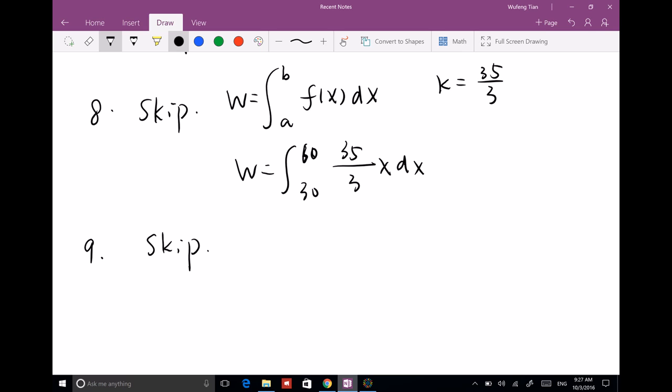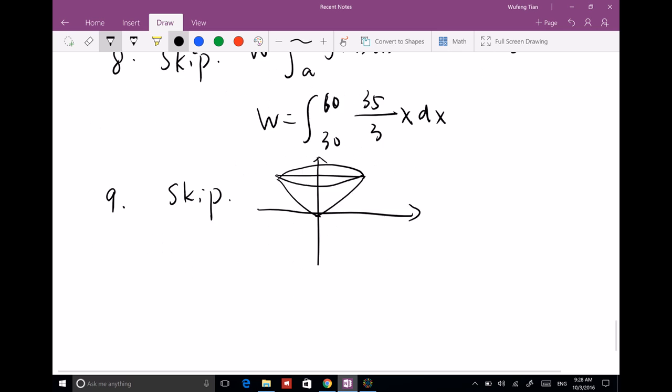Number 9, we skip because you did that exact same problem right before the test, right? Exactly the same. The semi right cone like that. I did exactly the same problem. I didn't even change the numbers.